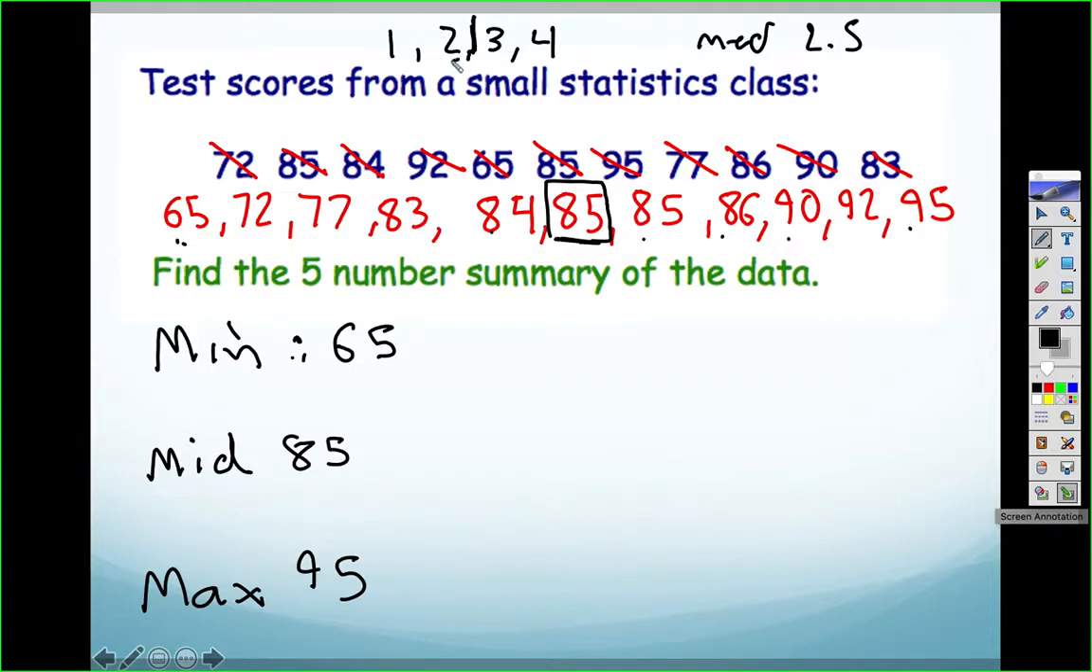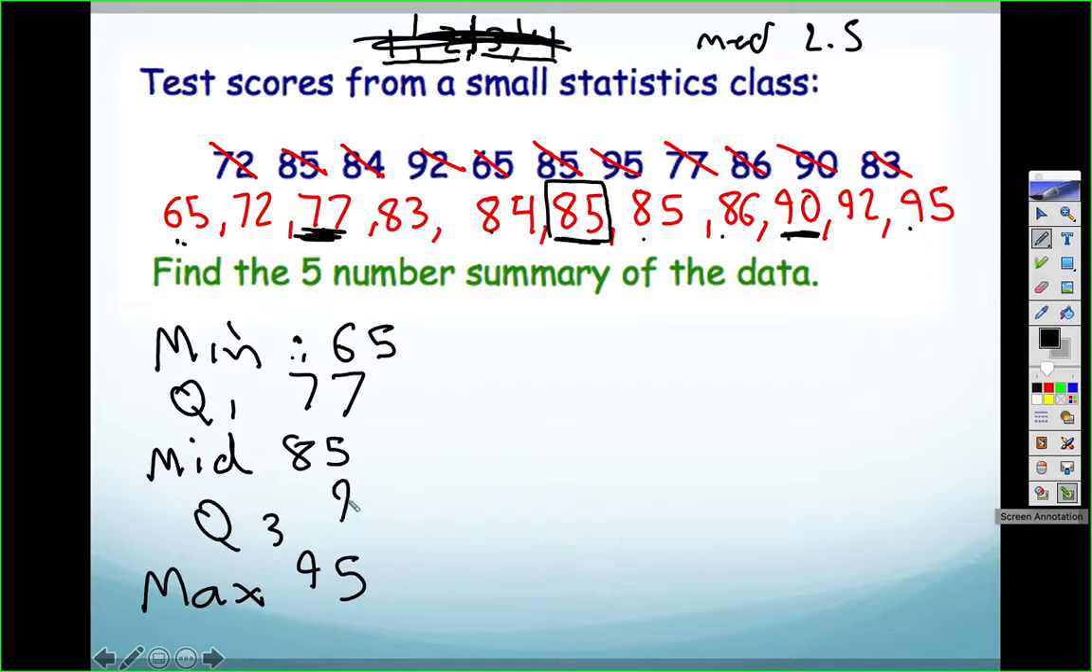Q1 would still use this 2. Q3 would still use this 3. So my Q1 would be 1.5 and my Q3 would be 3.5. The only time you don't use the median is when it's its own number, like this, in an odd data set. Side note. So now to find my Q1, it's the middle of the left. Right in the middle of the left, Q1 is 77. Look, 2 points, middle, 2 points. On the right, it is 90. 2 points, middle, 2 points. So here is my 5-number summary. I'm going to write this down on the side because we are going to use it again on a future slide, and I want to save you time.